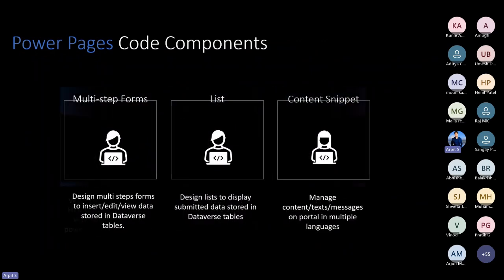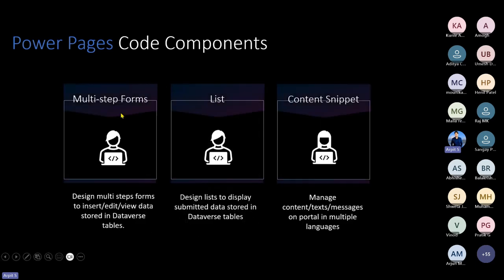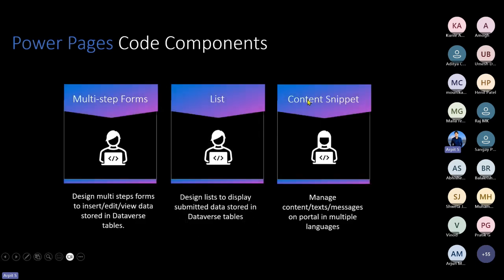Code components. These are the components that help you create or write code. We will also check the different ways where you can create code. You can use web templates, web pages, basic forms, multi-step forms, lists, and content snippets. These are some of the components where you can write code. You can write HTML, CSS, JavaScript, Liquid code, and more.